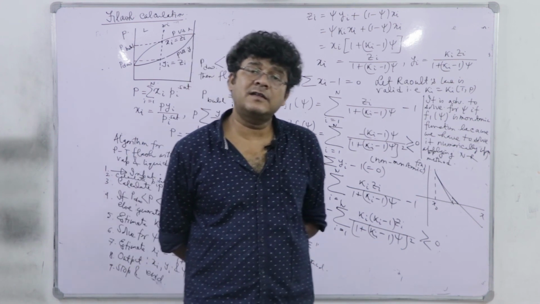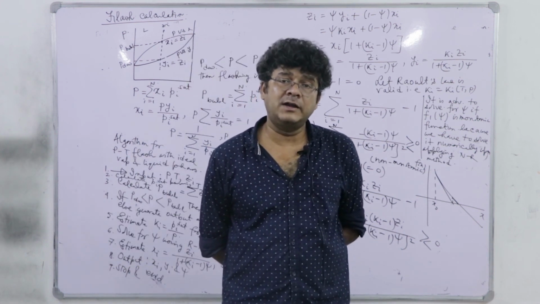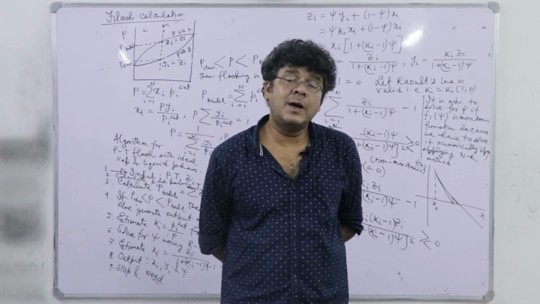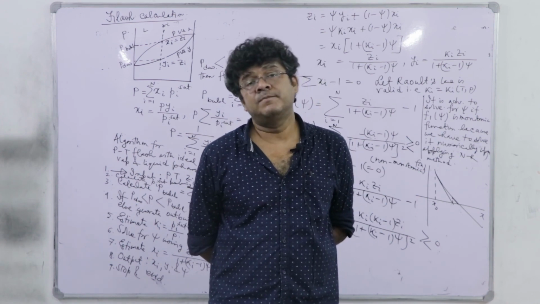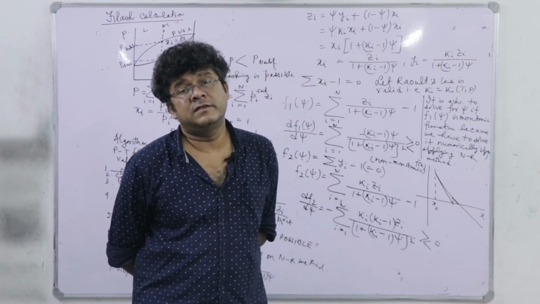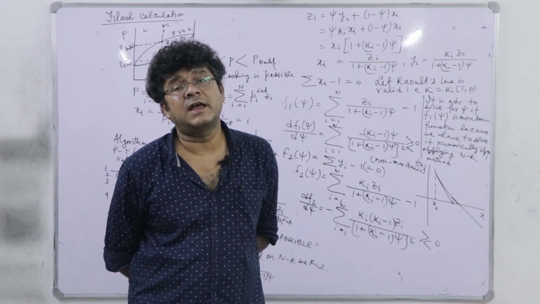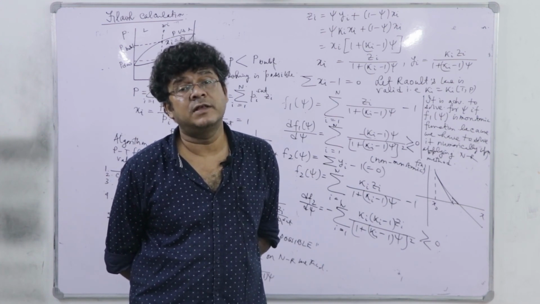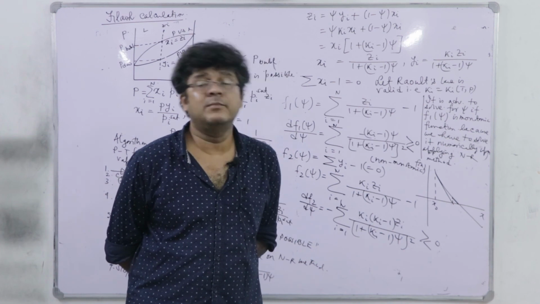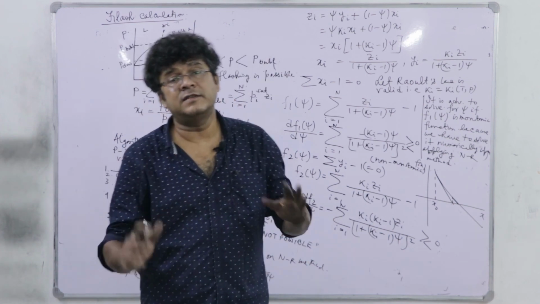But with class 1 and class 2 algorithms, what was observed for multi-component flash is that it's quite complicated and numerically most of the time it is costly and most of the time it may not converge. The same algorithm which converges for one system may not converge for another. So they are not generalized.